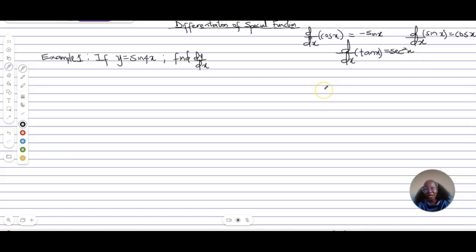Now let's look at some examples to see how we work our way around this. For example, if y is equal to sine 4x, we are asked to find dy/dx. That says we should differentiate y with respect to x. So how do we do this? I'm going to use the chain rule to make my work much easier and more understandable.